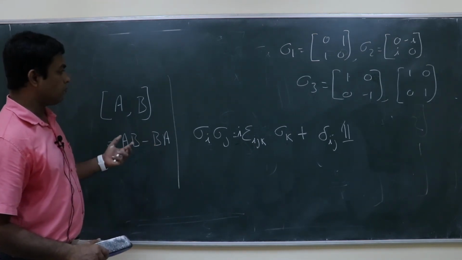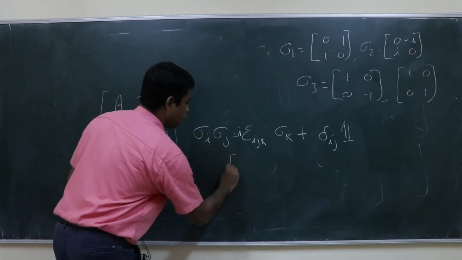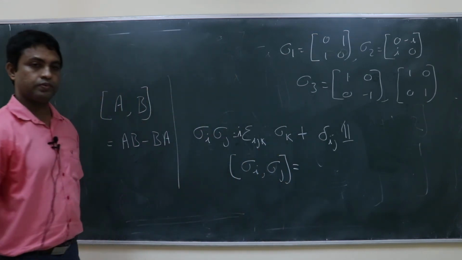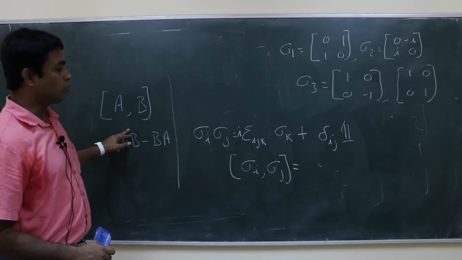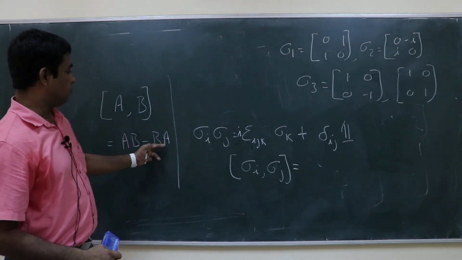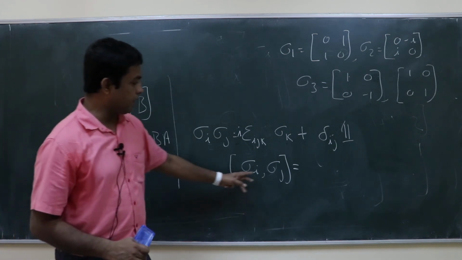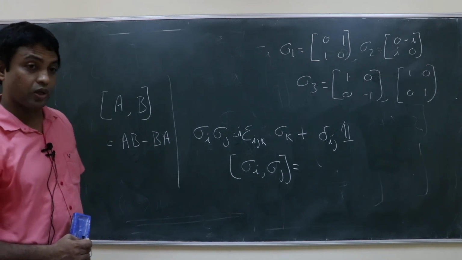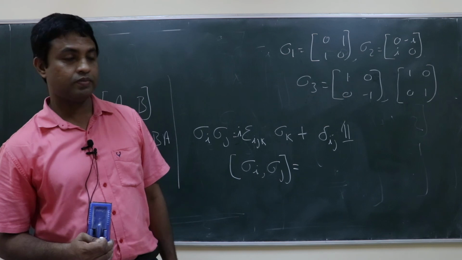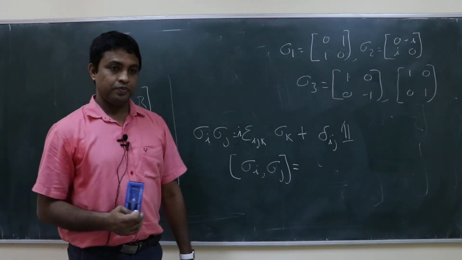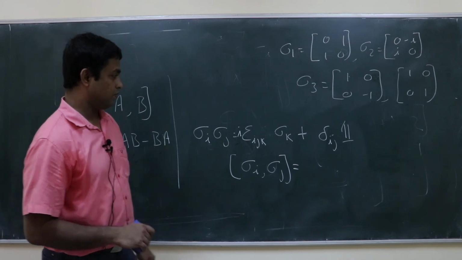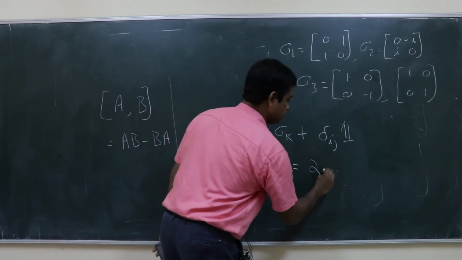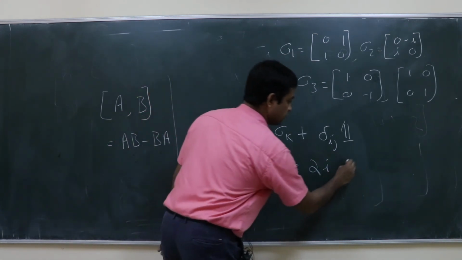Fine. So then can you give me the answer for the commutator of sigma i, sigma j? What will this answer be equal to? You know how to find the commutator. You find AB and subtract BA from that. So what will be the commutator of sigma i with sigma j? 0? Yes, sir, 0. No, sir. 2 times, 2i epsilon ijk sigma k.